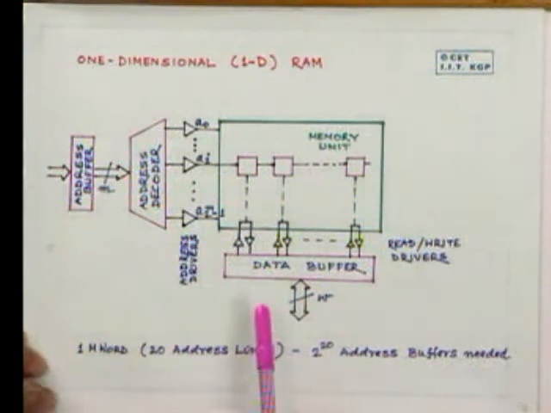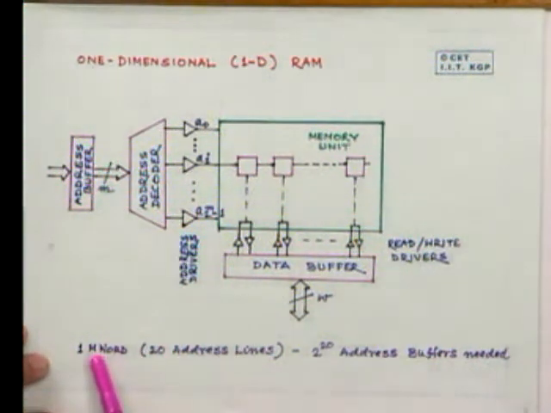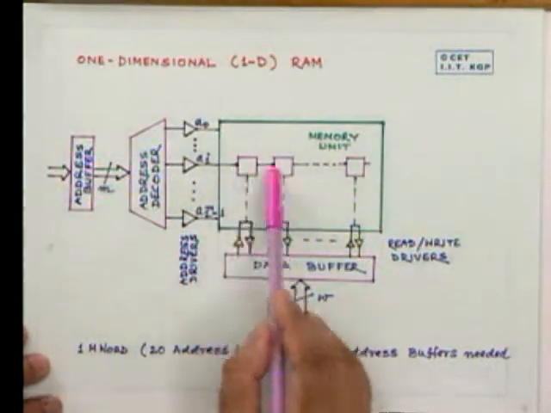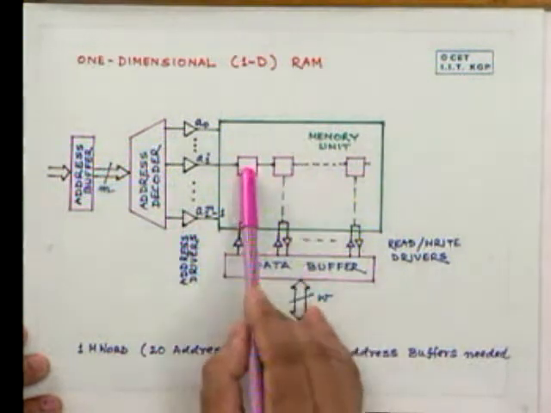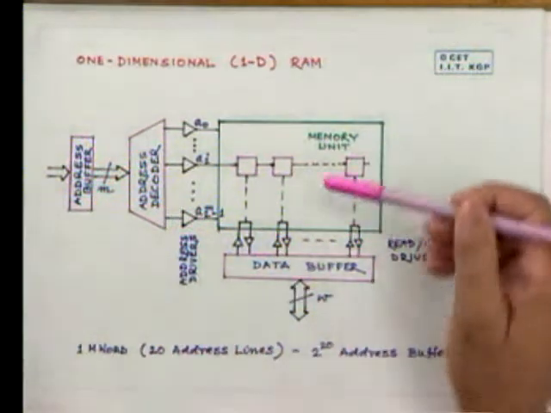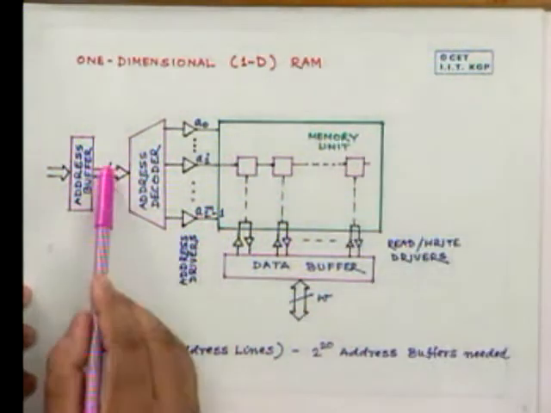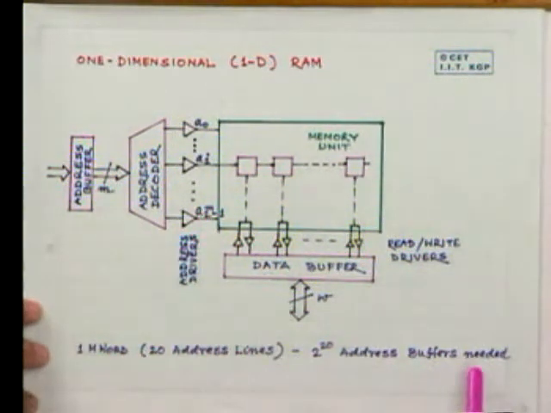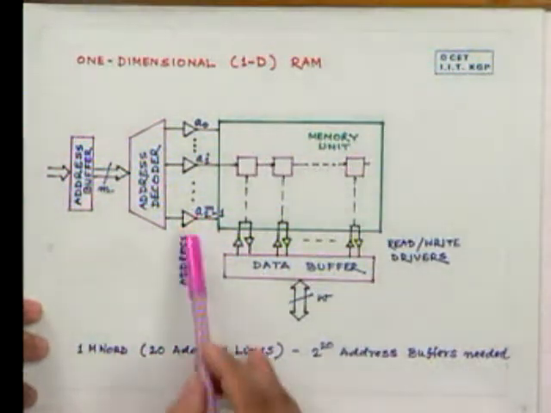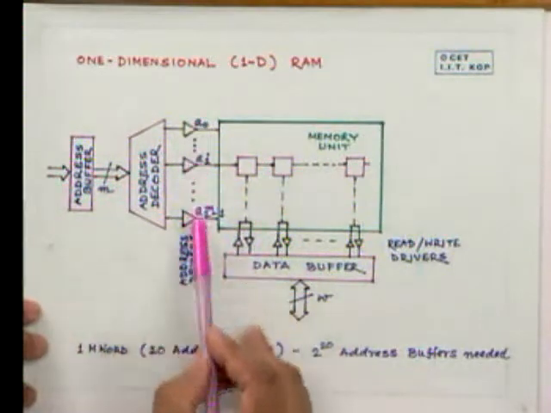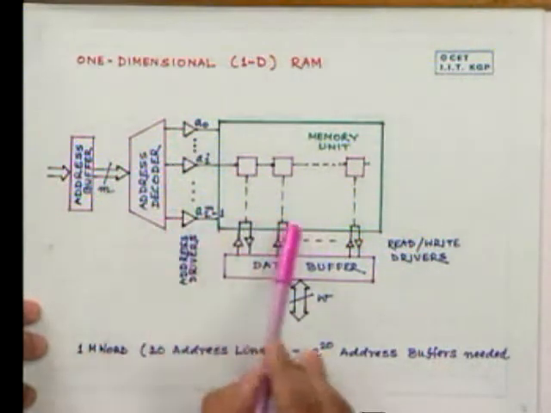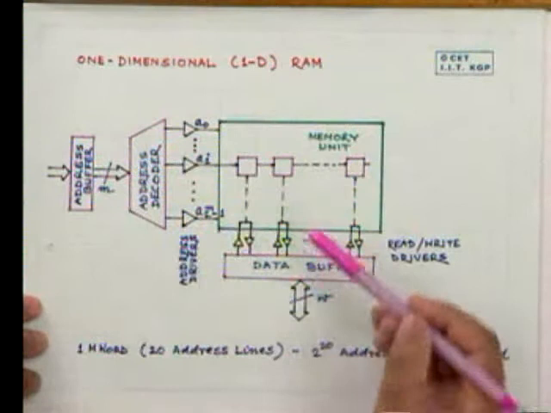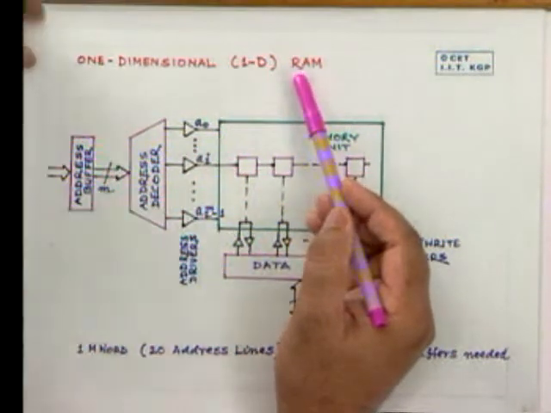Now you can see that if we have to have a 1 mega word memory, and I am assuming that a word is the minimum accessible unit, which may consist of several bytes, then with 20 address lines we will require 2 to the power 20 address buffers at these points, which is a huge thing. That means 1 mega of address lines into the memory unit, and therefore such a one-dimensional RAM is rarely used. In fact, it's not used.